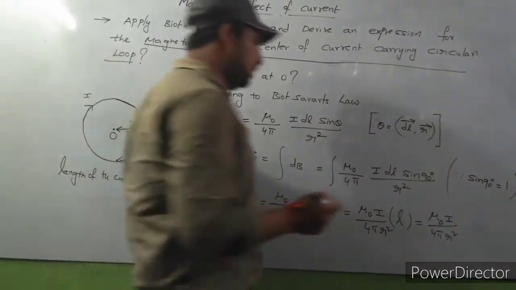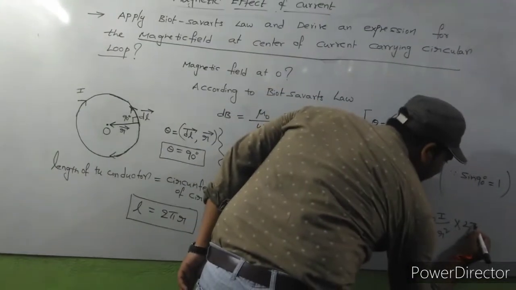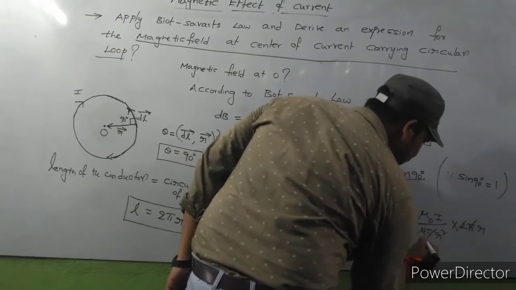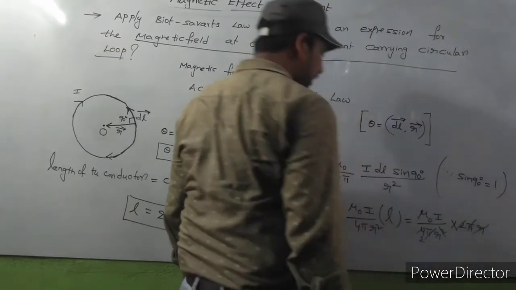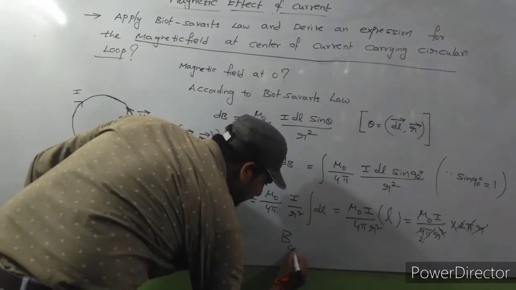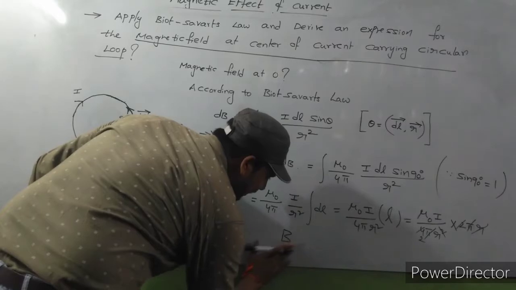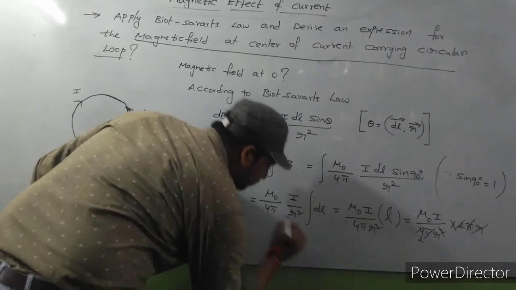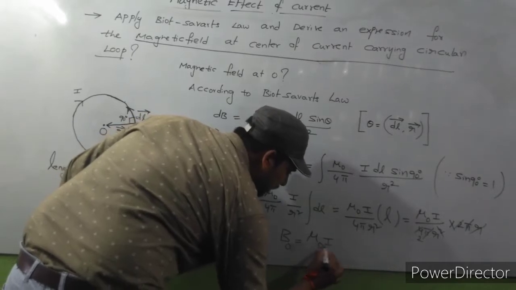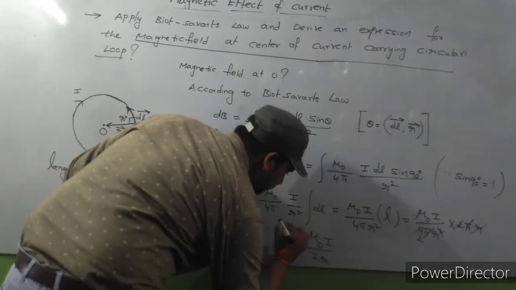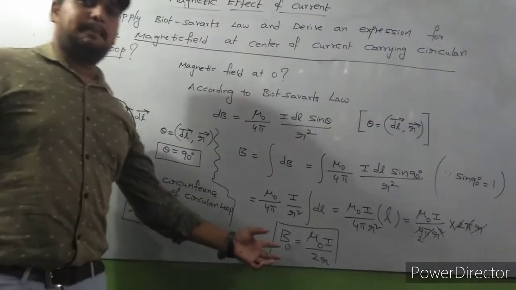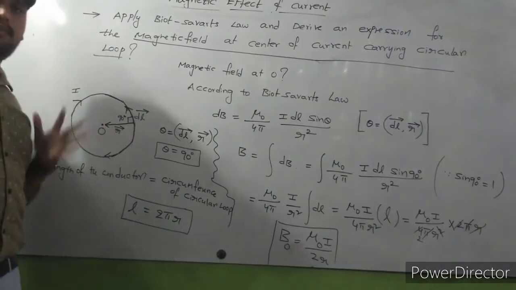So now substitute here. L is nothing but 2πr. Pi gets cancelled, r squared cancels, and we get a 2. Finally we got the magnetic field at the center, that means the magnetic field at O, is equal to μ0 I by 2r. So this is the magnetic field at center O.